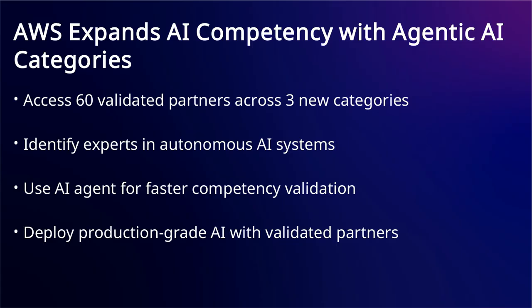As organizations seek to implement production-ready autonomous AI systems, finding partners with proven expertise is crucial. AWS has expanded its AI competency program to address this need. You can now access 60 validated partners across 3 new agentic AI categories, helping you identify experts in developing autonomous AI systems. An AI agent in AWS Partner Central accelerates the competency validation process.